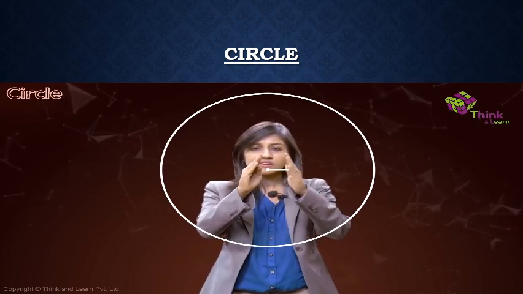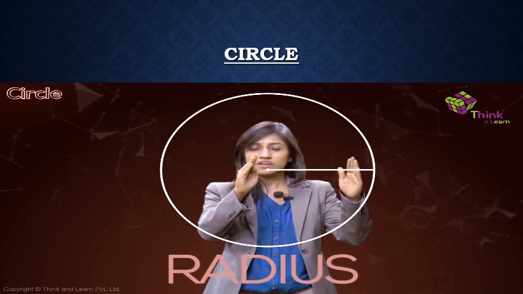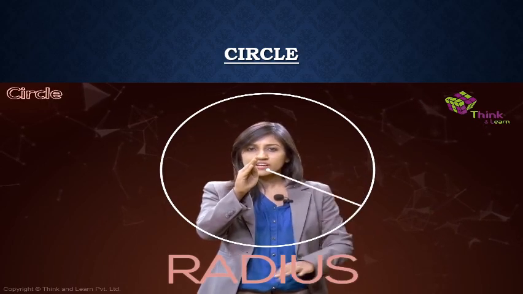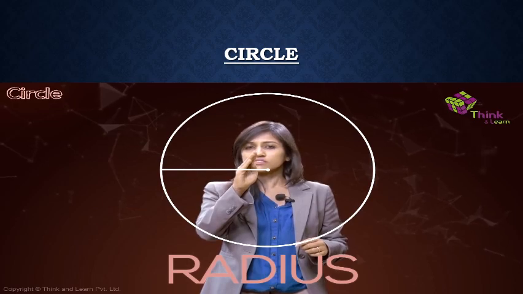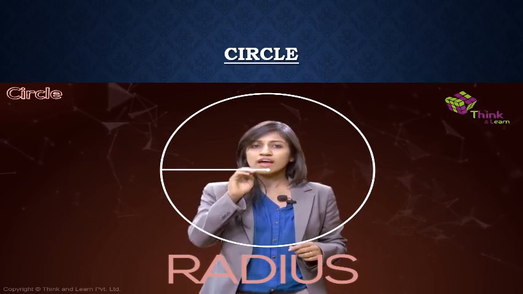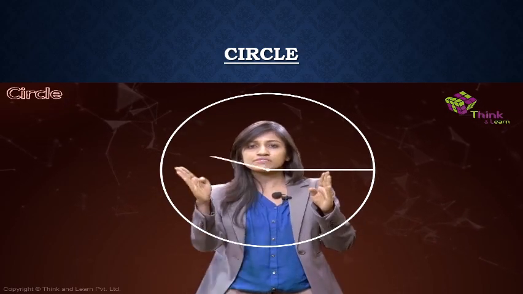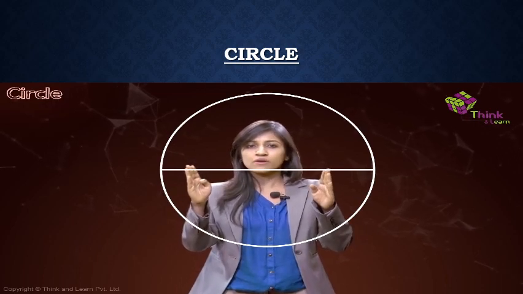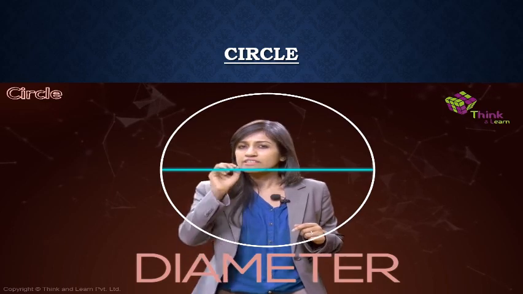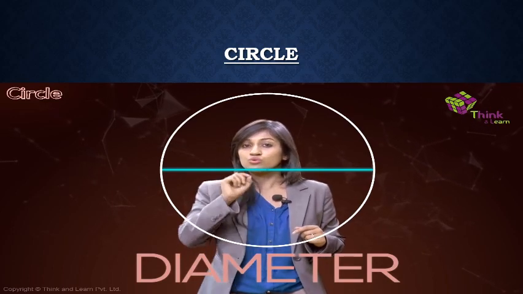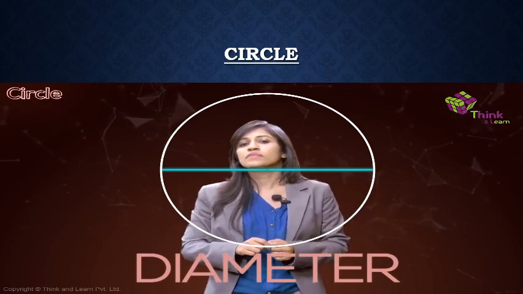And this length, it's called the radius. And look, if I rotate this radius around the circle, the length stays the same, no matter where it goes. And if I flip this radius over to the other side, what I get, this length, is called the diameter. And the diameter happens to run through the center of the circle.